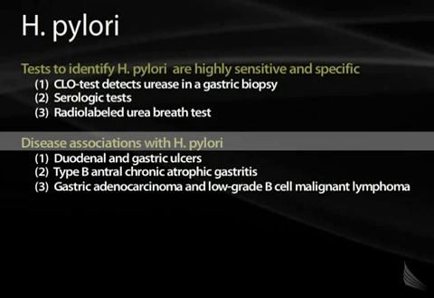So to recap, H. pylori causes both duodenal and gastric ulcers, the type B antral chronic atrophic gastritis, and 2 types of cancers that you need to remember: gastric adenocarcinoma and a low-grade B-cell lymphoma.